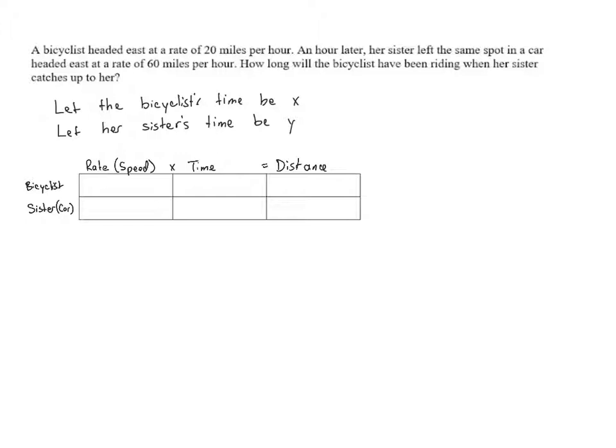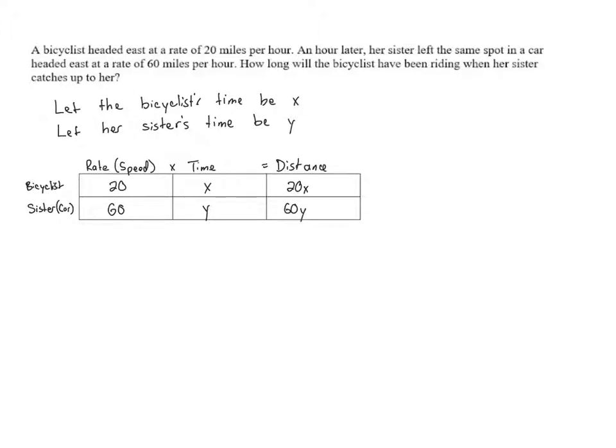The rate or the speed of the bicyclist, we're told, is 20 miles per hour. And her sister driving in the car, that is 60 miles per hour. The time that the bicyclist spends is x, and her sister's time is y. And to get the distance, we multiply across. 20 times x is 20x, and 60 times y is 60y.